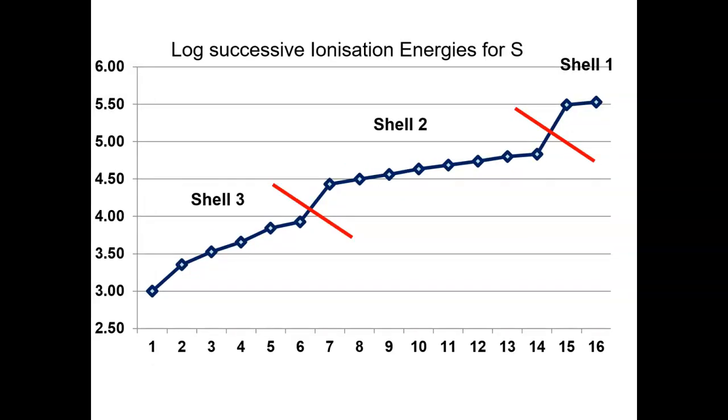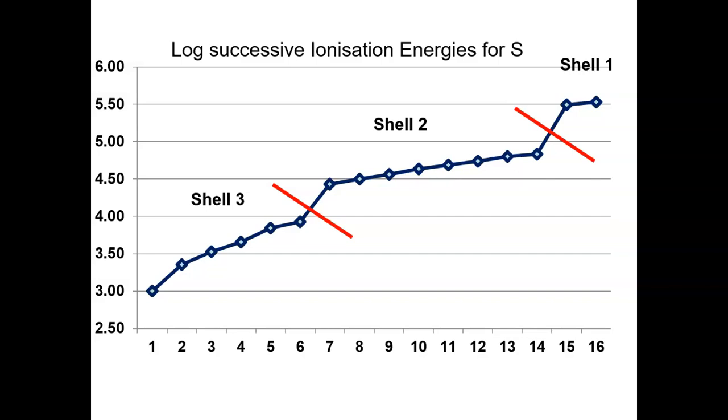And finally, for sulfur, just so you can see, from the big jump you can pick out between ionization 6 and 7. That's because the first 6 ionizations must come from the outer shell, so sulfur lives in group 6. 6 easy ionizations, the 7th one coming from a full inner shell.